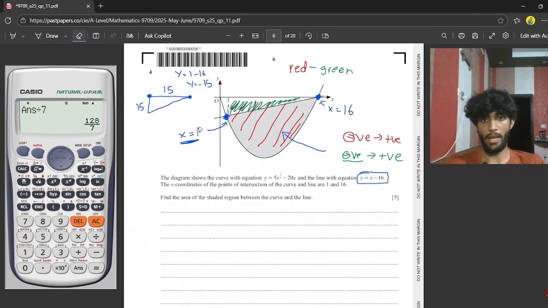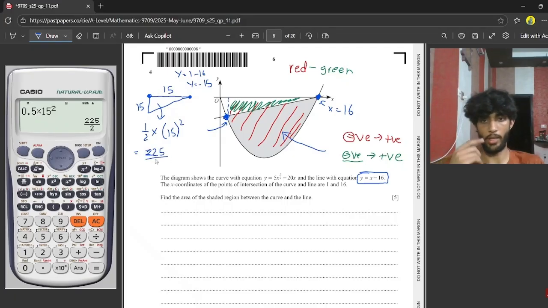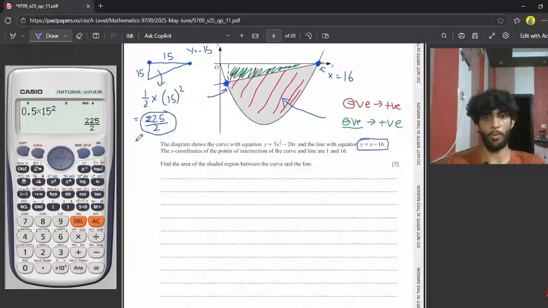And so now I have this triangle over here with one side of 15, and the other side is 15. I find its area, which is 1 by 2 times base times height. Base is 15, height is 15, so I can just say 15 squared. So this is going to be equal to 0.5 times 15 squared, which is 225 divided by 2. Now this is actually that green area that you were looking for. We found that one. What we need now is that red area.